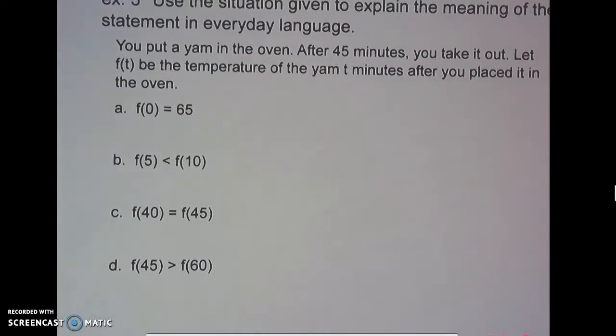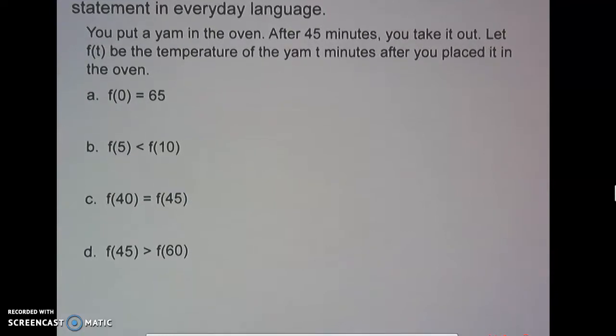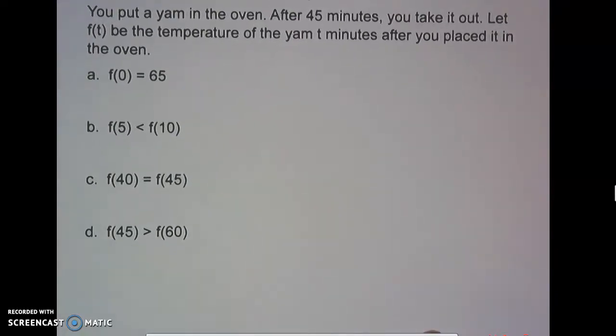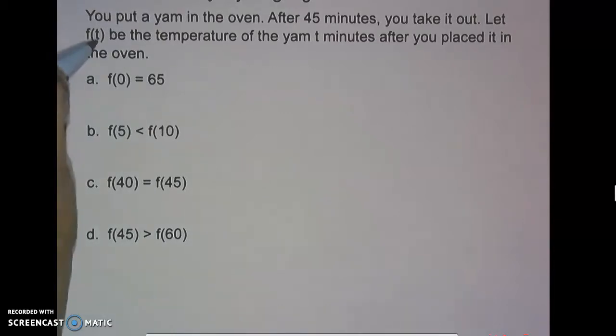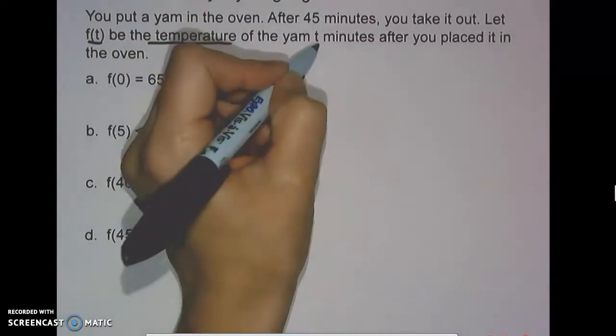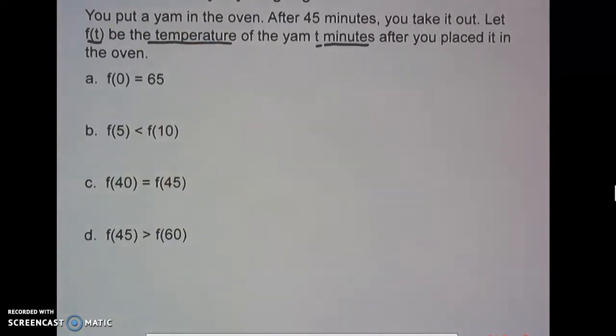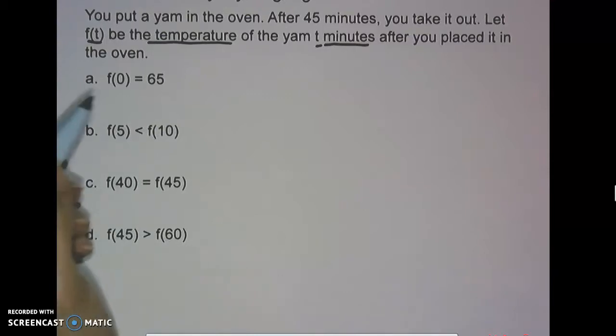All right, we're going to use the situation given to explain the meaning of a statement in everyday language. So you put a yam, what is a yam? Sweet potato, in the oven. After 45 minutes, you take it out. Let f of t be the temperature of the yam t minutes after you placed it in the oven. Okay, so f of t is the temperature, t is the number of minutes after you placed it in the oven. So time is going to keep ticking here as soon as we place it in the oven and beyond. Okay? So f of 0 equals 65.